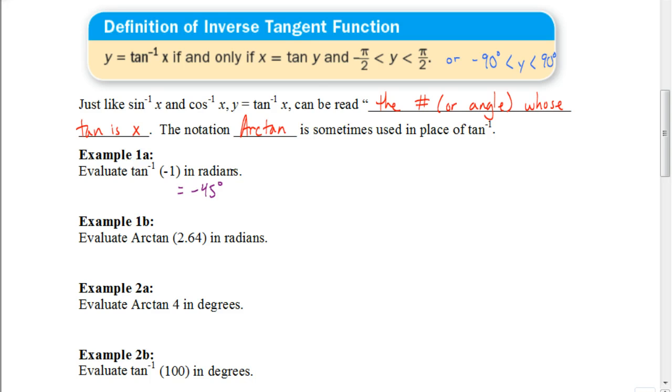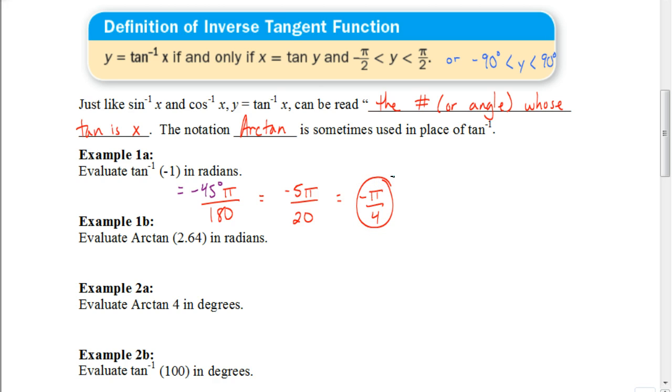Obviously, they ask for our answer to be in radians, so we have to convert that by multiplying by pi over 180. You have to remember that when you multiply by pi over 180, you still need to reduce. To do this without a calculator, you may not recognize that 45 goes into 180, but you might recognize that 9 goes into both of these numbers. So you could divide both by 9 and get negative 5 pi in the numerator and 20 in the denominator. We're not done yet, because 5 goes into both of these numbers, so now I get negative pi over 4 as my final answer.